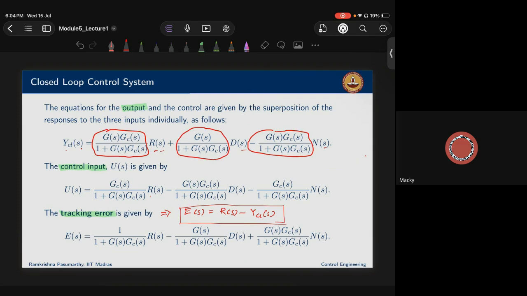Yeah, this is the overall output. So how did we get this? We got this using the superposition theorem. Clear? So now the control input. Control input we also find in the same way.